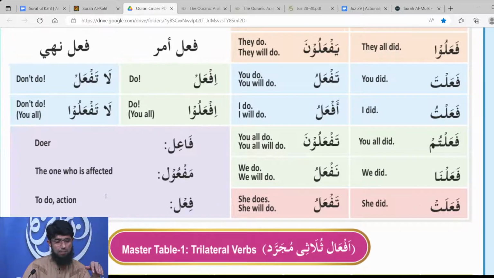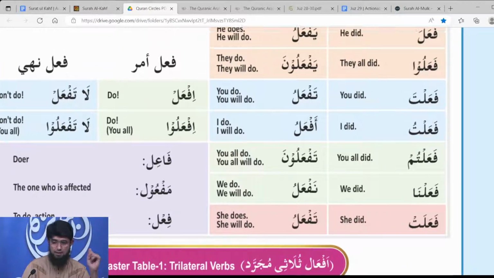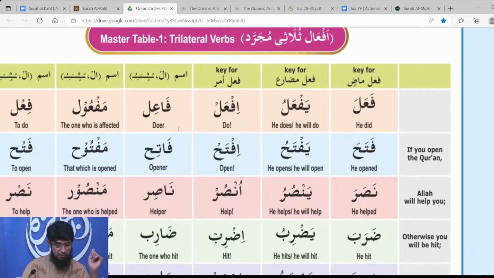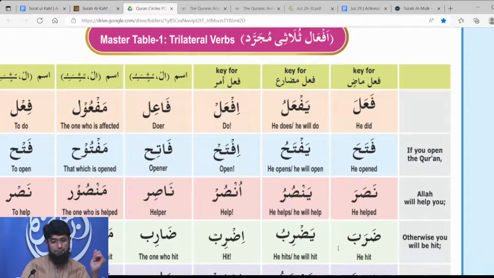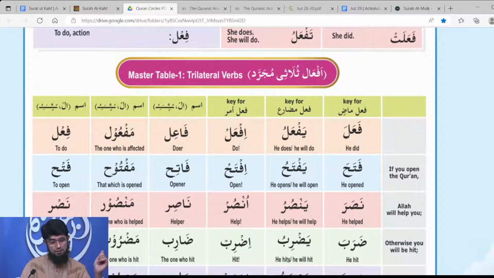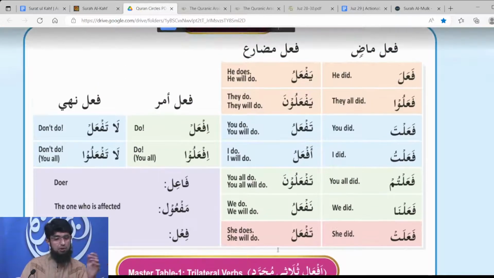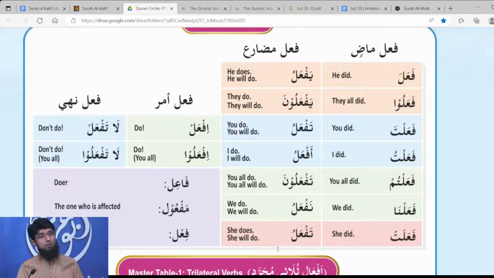Okay, there's other information here, but today I just wanted to show you this, and then we'll add more information. They have now given you examples like fataha, yaftahu, nasara, yansuru, and so on. But we'll see that as we go along. Just something for you to remember, that when you're looking at the words, you have these things, so you can now dissect it, inshallah.